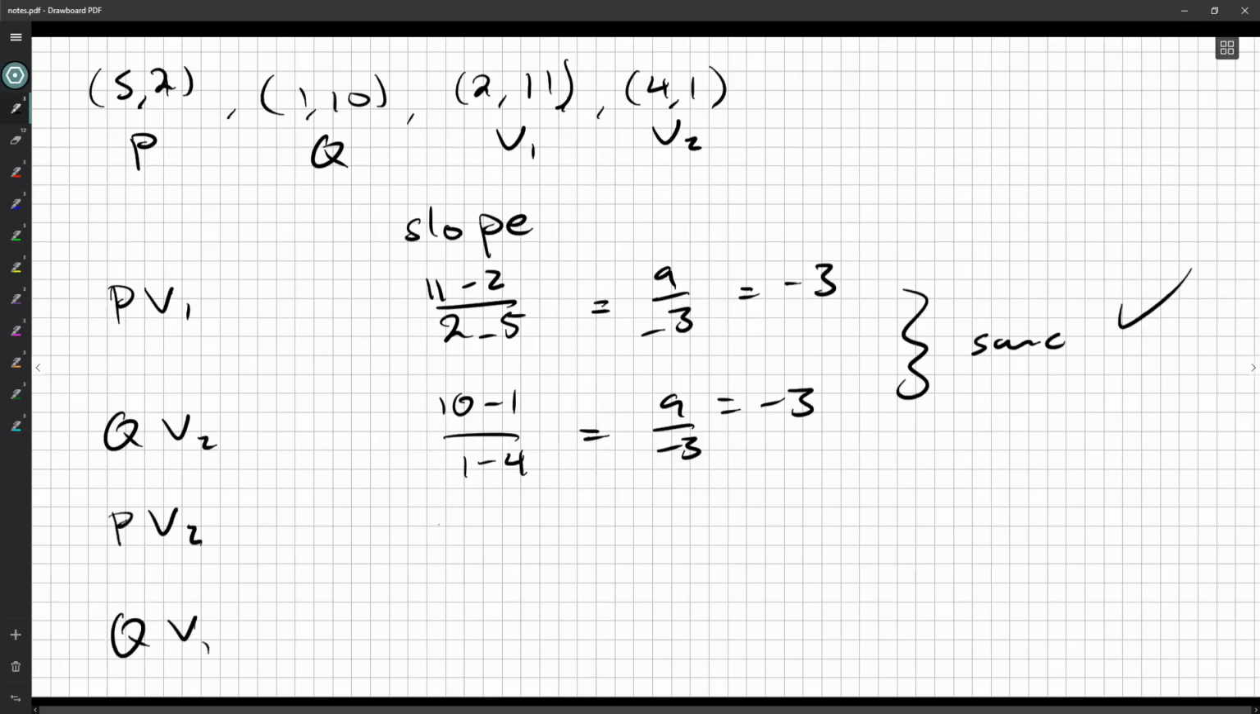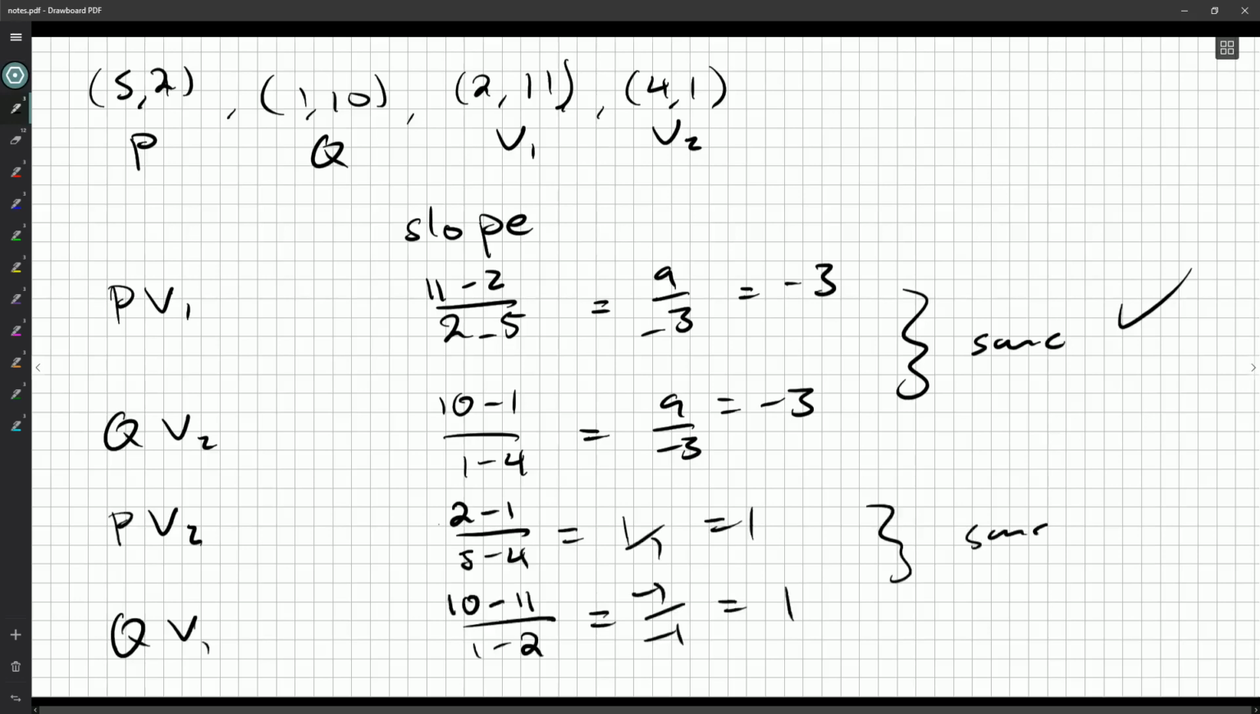Let's see, we'll have 2 minus 1 over 5 minus 4, which is a slope of 1. I will say 1 over 1, which is 1. And then QV1, so we'll do 10 minus 11 over 1 minus 2, negative 1 over negative 1, and that's also 1. They are the same. And so it's a parallelogram. Okay.